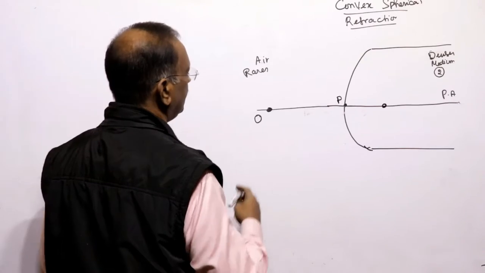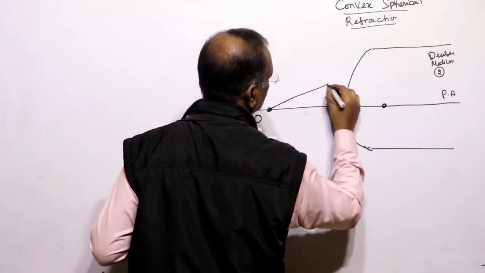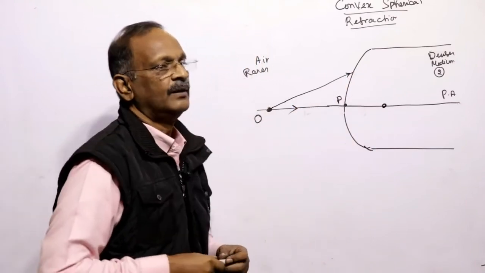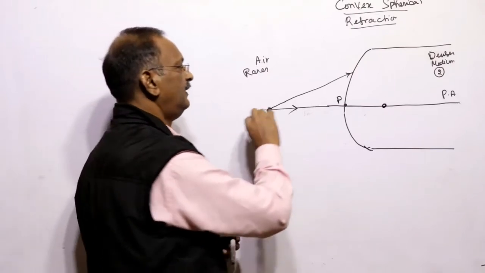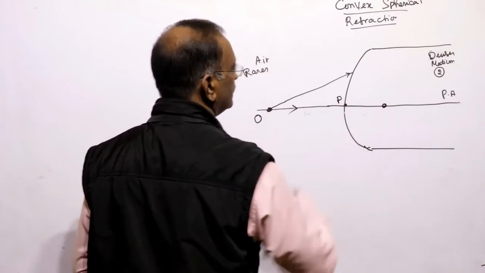Since a light from the object goes like this, one goes like this, because we have to trace the image. To trace the image, we need two rays. One ray we have taken. So this ray is normal to the refracting surface.